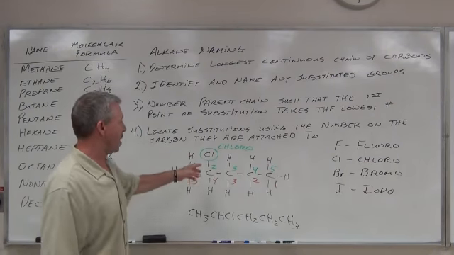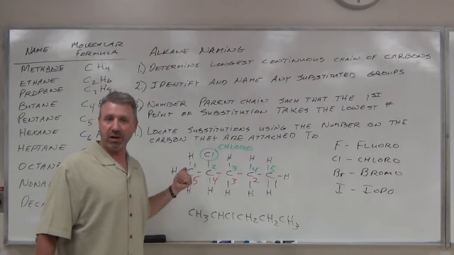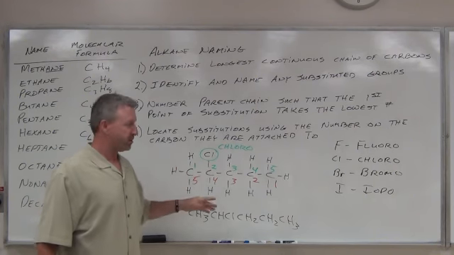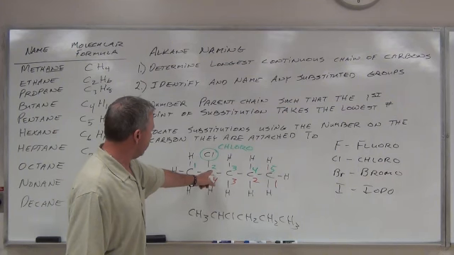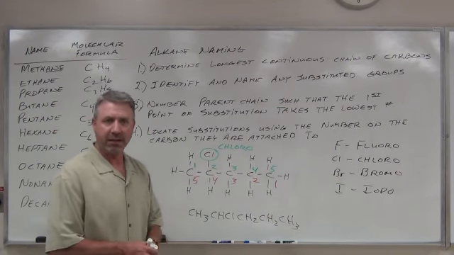Sometimes people say you find the substitution closest to the end, and you number it from that side. So you could look at this substitution and say, oh, it's closest to this end, so I'm going to number it from that end. That's another way to look at it.